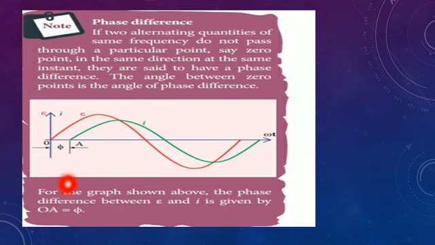From the graph shown above, the phase difference between E and I is given by phi. So the angle between the induced EMF and the induced current is nothing but the phase difference. The phase difference is denoted by phi. Please note it down.